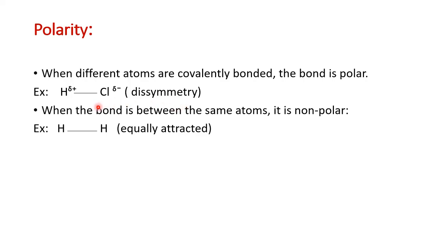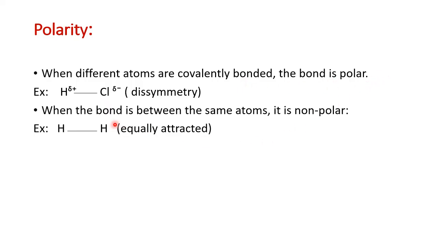As in this example, H and Cl. This is a single covalent bond. H has delta plus, or it means it has the tendency to lose one electron. And Cl has delta minus, it means it has the tendency to gain 1 electron. And they share a pair of electrons, we have a single covalent bond. So when we have different atoms, there is dissymmetry, H and Cl, we call the bond polar. It means we have a polarity.